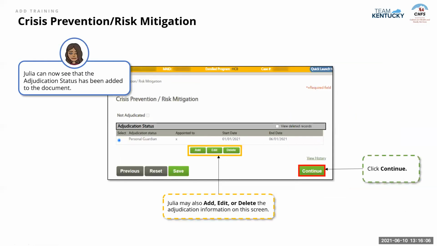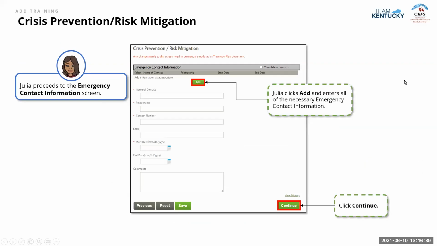And once she has done so, she can see that summarized here, still on the adjudication status screen. But at this point, she can see that her submission has been inputted into the adjudication status, and she can also add, edit, or delete any of the adjudication information on this screen before she proceeds. So each screen of each one of the documents is going to look very similar to this, with similar options to add, edit, or delete the information if need be. So Julia's completed that. She's going to go ahead and click continue to proceed.